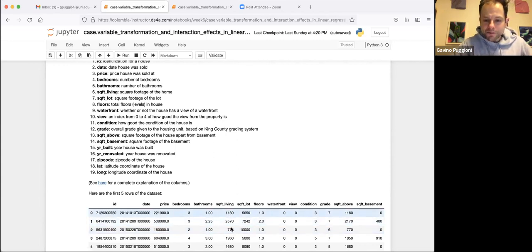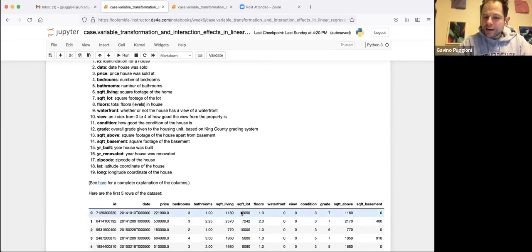I was raised in Italy where we use square meters, right? So if you want to have a quick conversion between square feet and square meters, just divide by 10, and it should give you a reasonable approximation. So for instance, the first house is 1,180 square feet, which should be about 100 square meters of space.